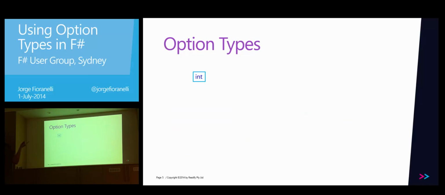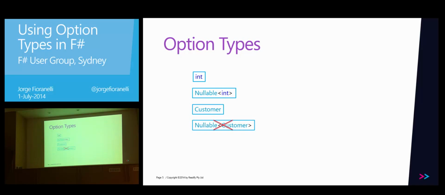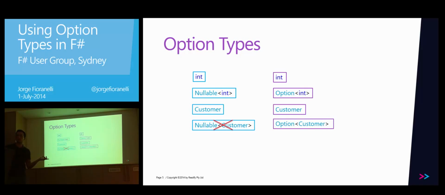So in C# we have integers. We have nullable integers. We have reference types like customer, but we don't have nullable customers. So the same type customer is useful for both things, for whenever you have a value and whenever you don't have a value. In F# you have the integer, you have an option that is similar to the nullable, you have a customer that could be a reference type as well, and you have an option of customer. So in that case, you know that whenever you return a customer, it's always going to be a customer, and never is going to be an empty customer.